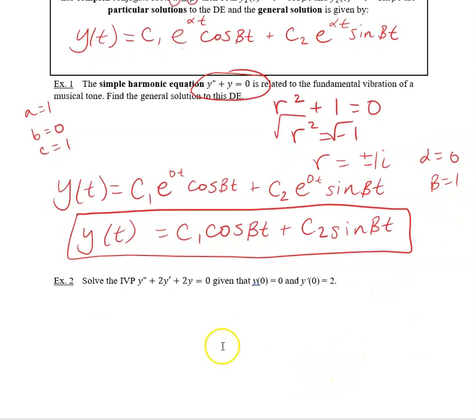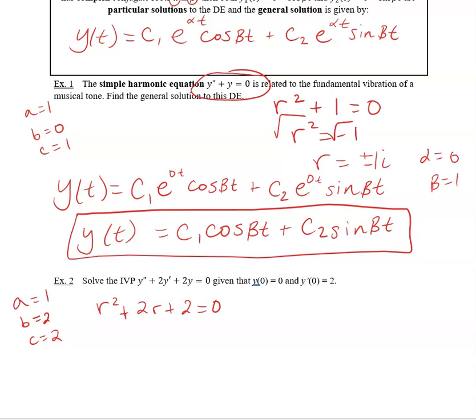Let's do another example, and this is an initial value problem now. Notice that they've given us two pieces of information, that y of 0 is equal to 0 and y prime of 0 is equal to 2. Because the original differential equation is equal to 0, we know we can use the characteristic equation to solve it. So I'm going to go ahead and write out what that is. a would be 1, b would be 2, and c would also be 2. So we have r squared plus 2r plus 2 equals 0.